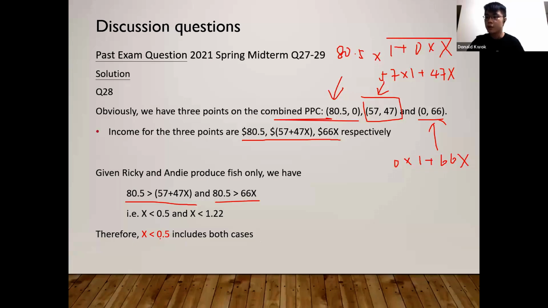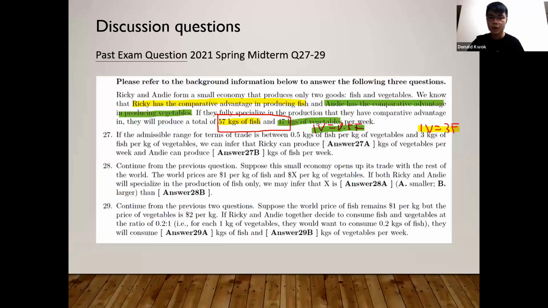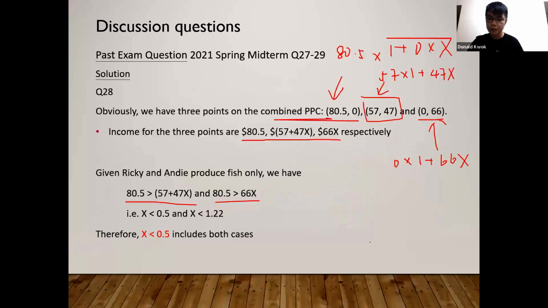All right, and finally, question 29. If we have the world price of fish also $1 and the price of vegetables is $2, and Ricky and Andy would like to consume fish and vegetables at a ratio of 0.2 to 1, what would be their consumption of fish and vegetables respectively? So we are going to check which point would give them a higher income. Okay, just plug in X equals 2 and check.